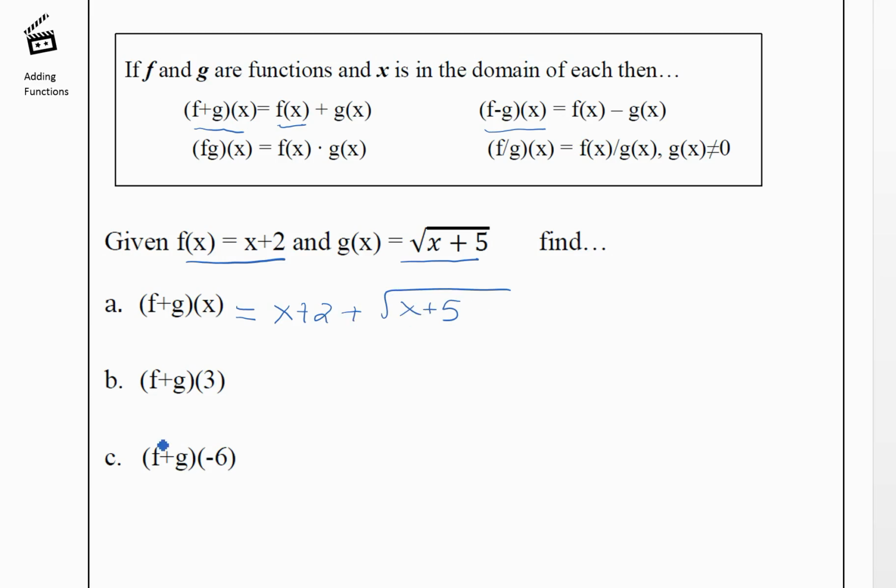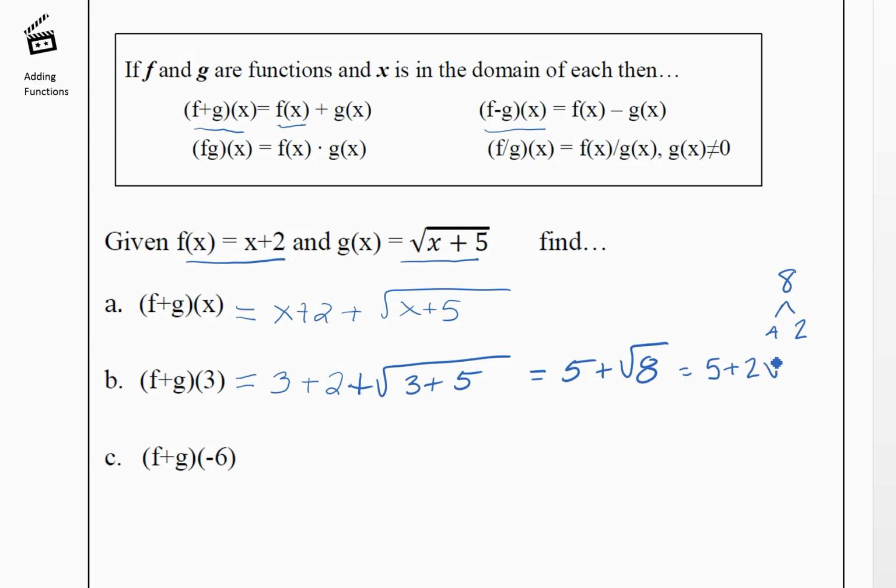Okay, the next one asks for f plus g of 3. Well, we found f plus g of x, so now we're just going to plug in 3 to what we found above. So we would have 3 plus 2 plus the square root of 3 plus 5. Here we can combine the 3 plus 2, that gives us 5 plus the square root of 8. And we can take it one step further. If we think about 8, it's 4 times 2. Because of the 4, we can pull a 2 out front. So we'd have 5 plus 2 square root of 2.